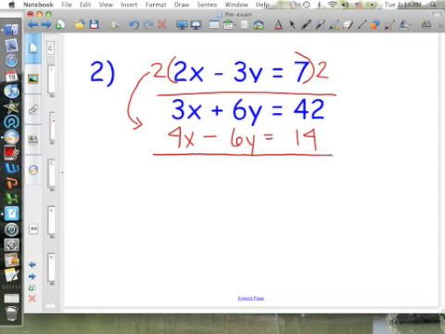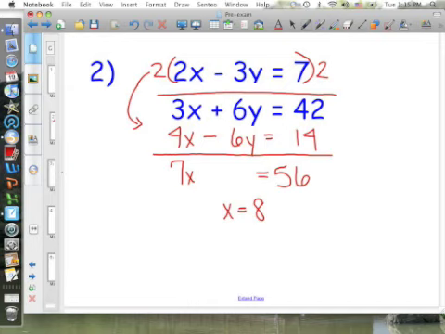Combining the like terms of these two equations, you've got positive 3 and positive 4, which gives you positive 7x. 6 minus 6 is 0y. Here's your equal sign. And 14 and positive 42, they're both positive, is a positive 56. Solving this equation for x, we divide both sides by 7. So x was equal to 8, but you're only halfway there.